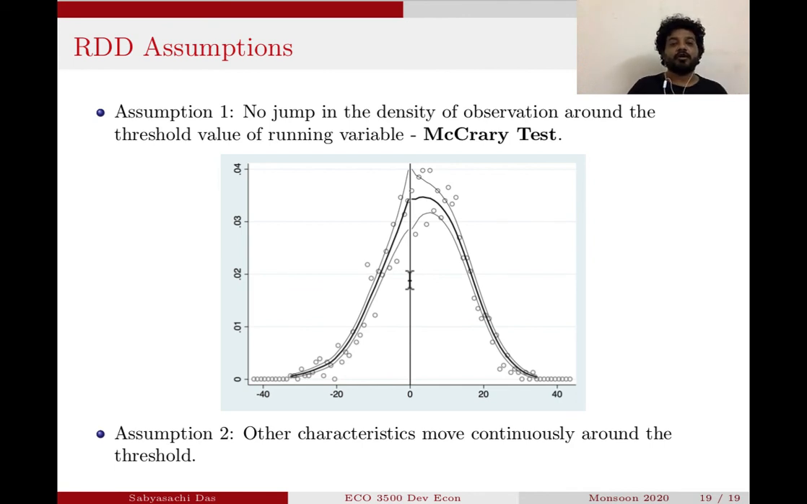So these are the three broad methods that are out there. I have not talked about instrumental variable analysis. I think you have covered this in your econometrics course before, but again, this is something that we can discuss on Thursday.